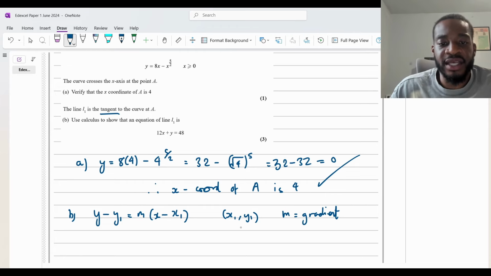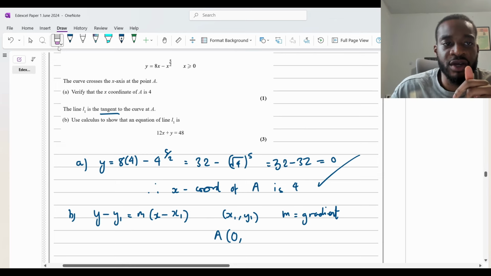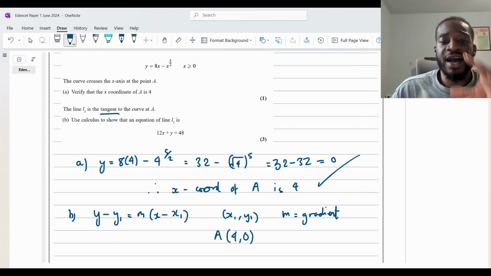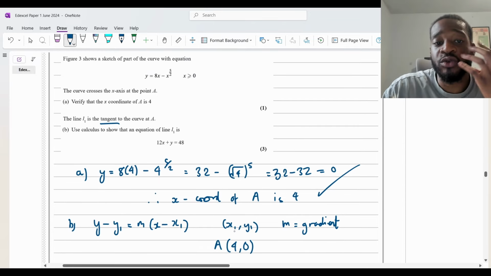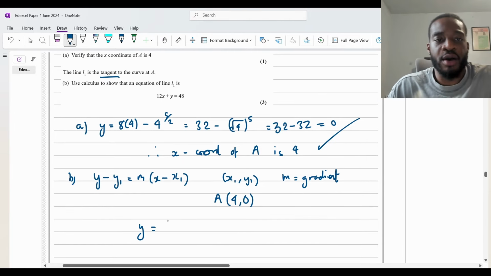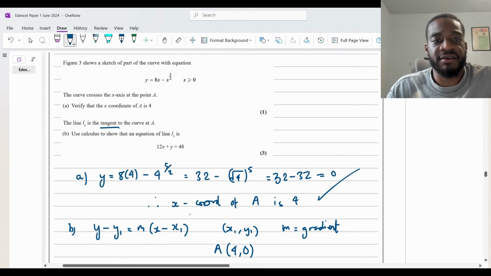So what do I need to figure out? Well, we know what the point is. It says the line L1 is a tangent to the curve at A. We know that the point A is 0, 4. No, 4, 0 actually, because we plugged in 4, we got y is 0. So other way around, 4, 0. So that's going to be our point. Now we need the gradient. We're dealing with a curve. How do you find the gradient of a curve? You have to differentiate, okay? So let's write out what y is. Y is equal to 8x minus x to the 5/2.